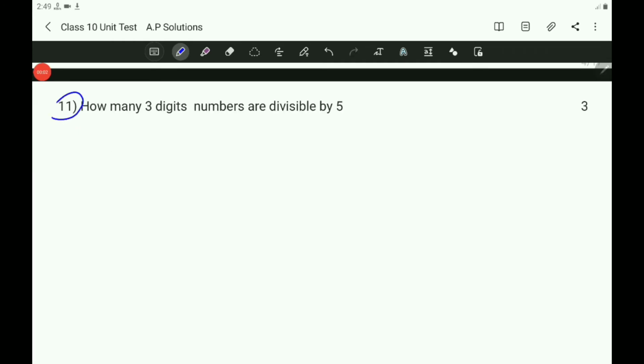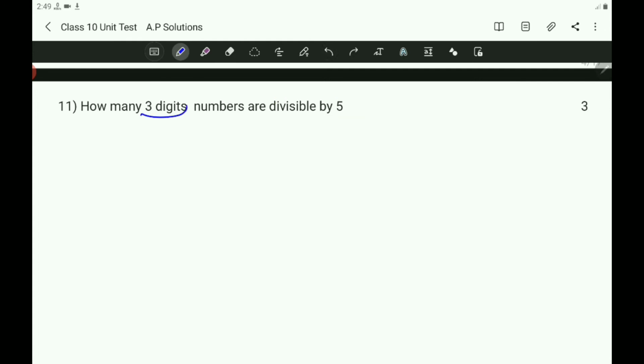Next, 11th question. What is that 11th question? How many 3 digit numbers are divisible by 5? Here you have to find the number of 3 digit numbers which are divisible by 5. Now here the two conditions are there. The number must be a 3 digit number and it must be divisible by 5. That you have to find out.